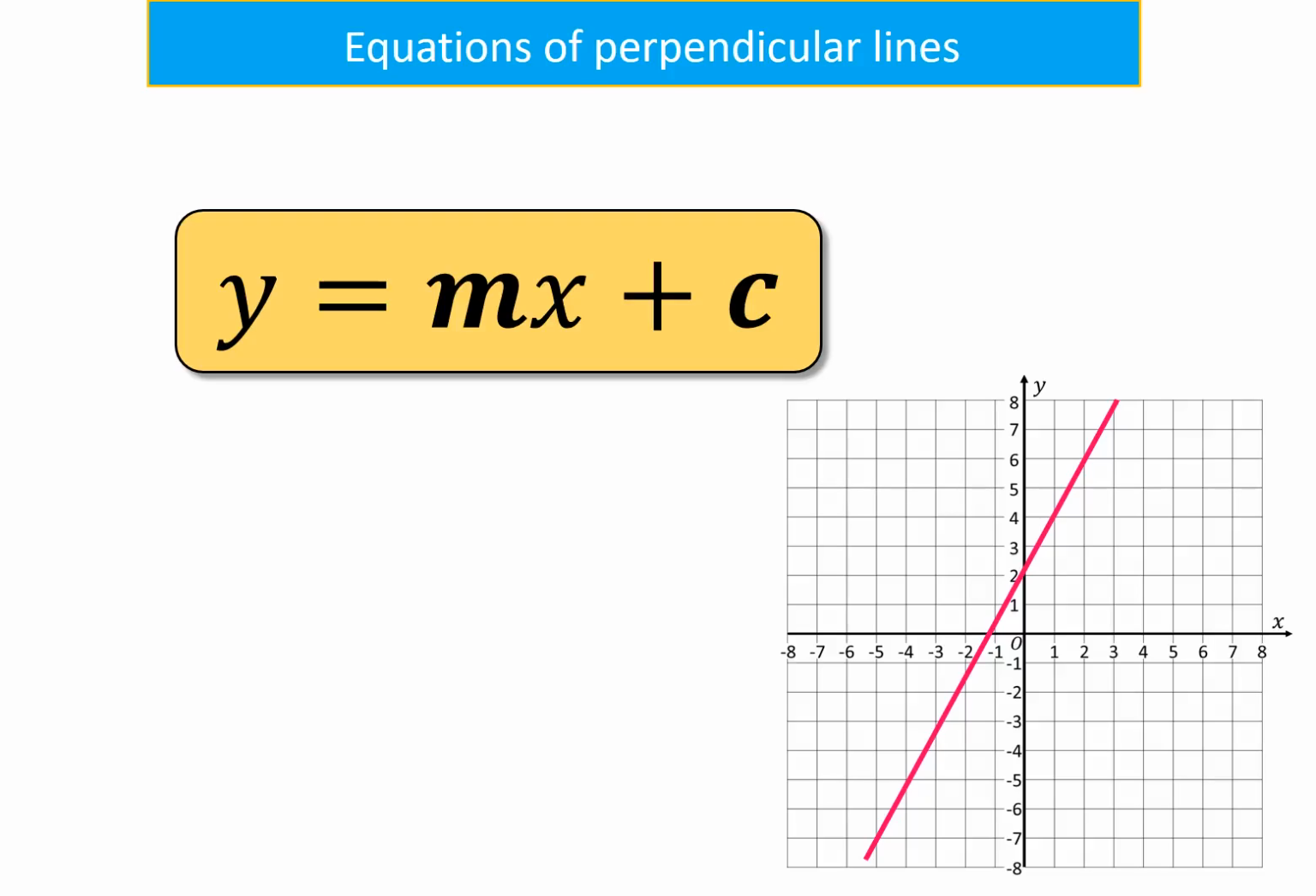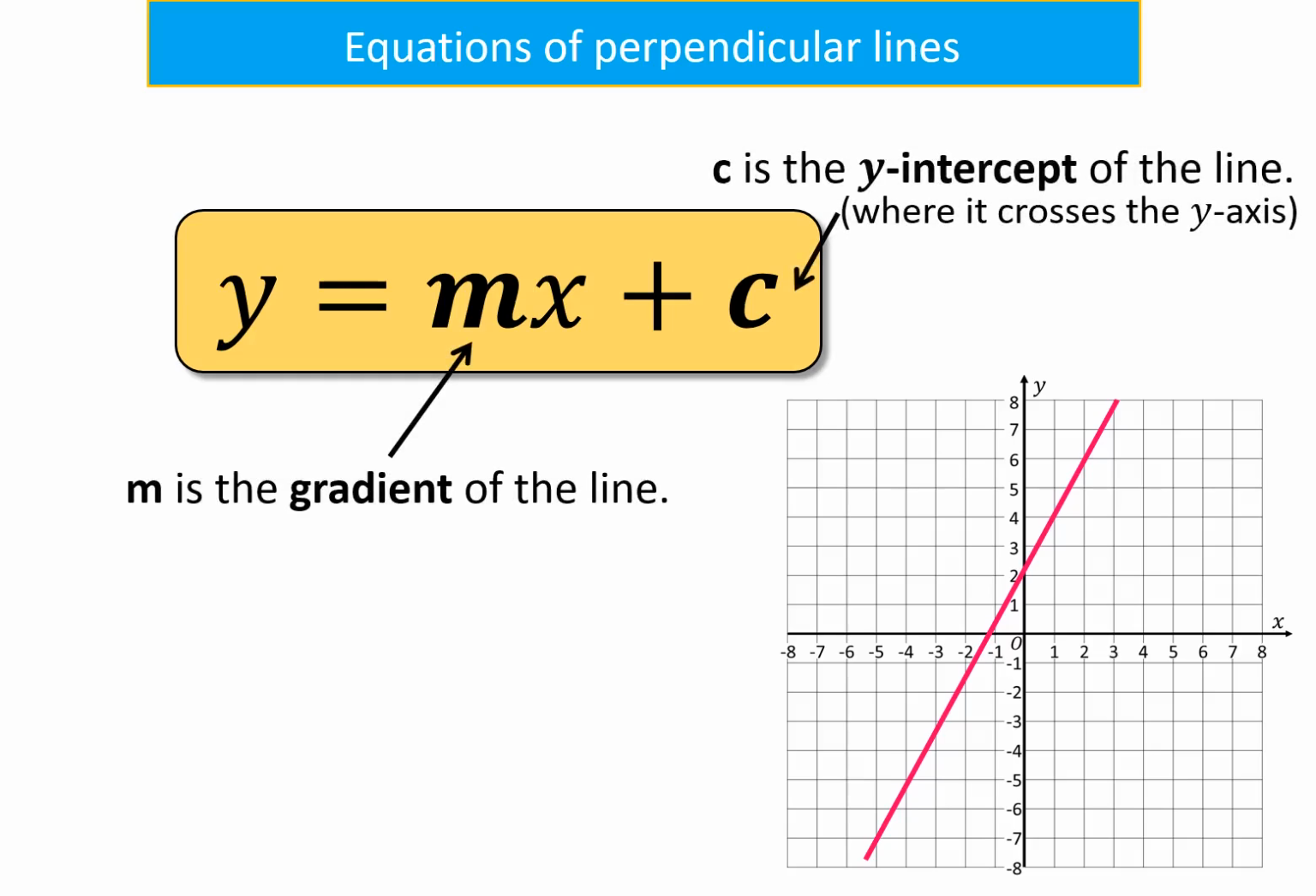In this video, we're going to look at how to write an equation of perpendicular lines. You need to remember that the equation of a straight line comes in the form y equals mx plus c, where m is the gradient, which describes the steepness of the line, and c is the y-intercept, which is where the line crosses the y-axis.